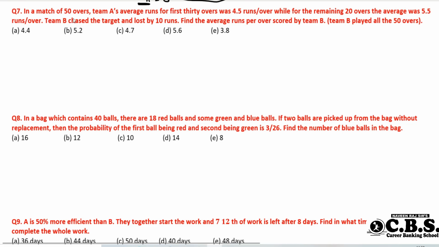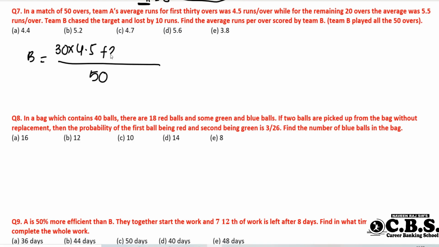What is the question? In a 50 over match, team A's average runs for the first 30 overs is 4.5 runs per over, while for the remaining 20 overs the average is 5.5 runs per over. If team B chased the target and lost by 10 runs, find the average of B. So for B's average, how many overs in total? 50 overs. In the first 30 overs, A scored 4.5. In the remaining 20 overs, 5.5. And B lost by how many runs? 10 runs. Simple calculation.